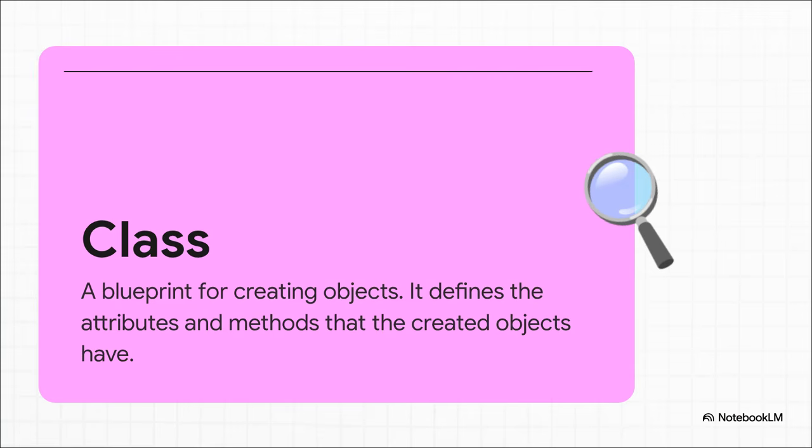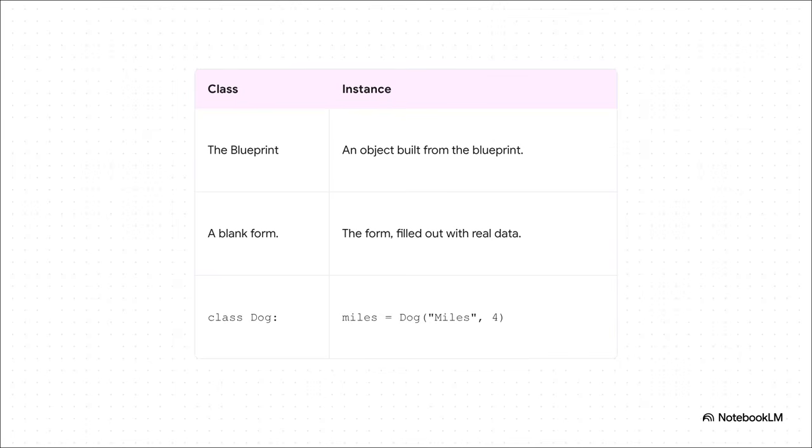The very heart of this is the class, and the best way to think about a class is like a blueprint for a house. The blueprint itself isn't a house, right? You can't live in it, but it's the detailed plan you use to build one, or 100 identical houses. And this slide right here perfectly captures the difference between a class and what we call an instance. The class is the blueprint, the blank form. The instance is the actual thing you build from it, the form filled out with real information. So class Dog is our general template for any dog. But Miles, well, Miles is a real specific dog with a name and an age.